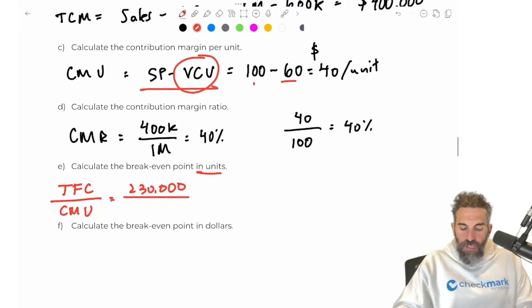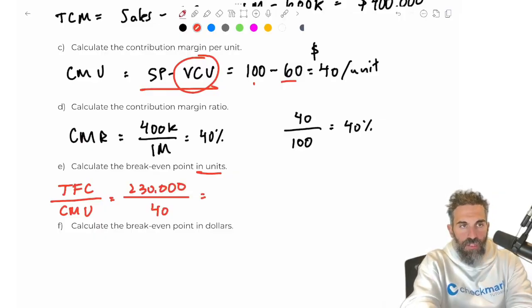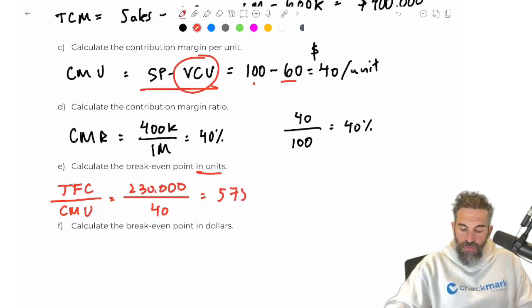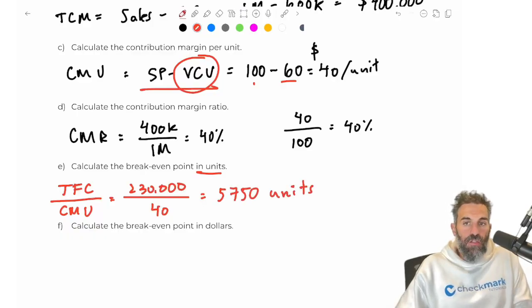So since we have CMU here is $40, we can do 230,000 divided by 40, which is 5,750 units. You need to sell 5,750 units to break even.